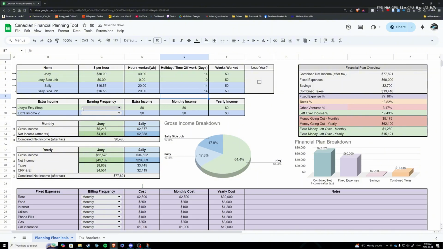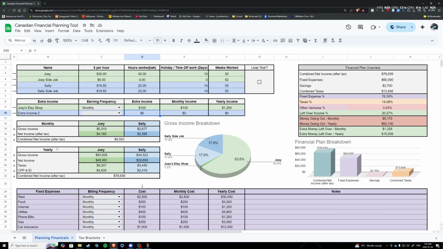Next we have our extra income. So if you have like a side job or side hustle, you have like an Etsy shop. I don't know, Joey's got an Etsy shop, and Joey's making on a monthly basis $100, so $100 a month. You can calculate your yearly income, so that's $1,200. And by looking at this graph here, we can see like the breakdown percentage of who's making what, just for visual sake.